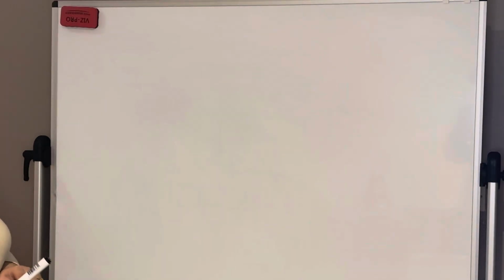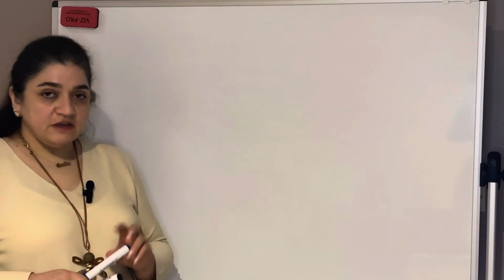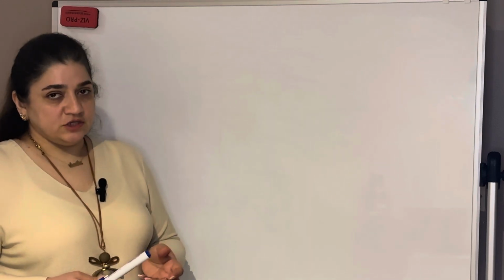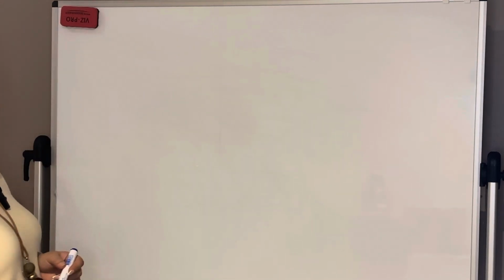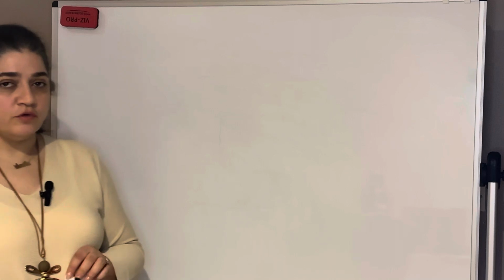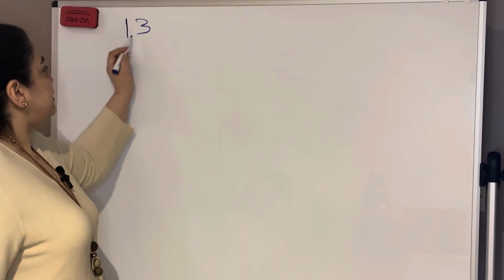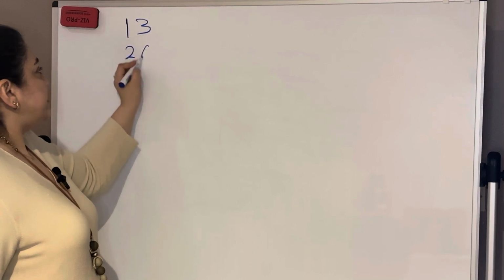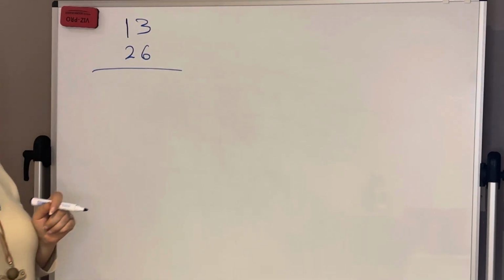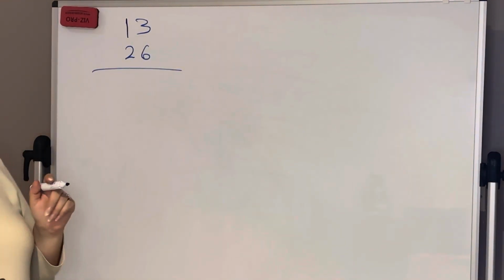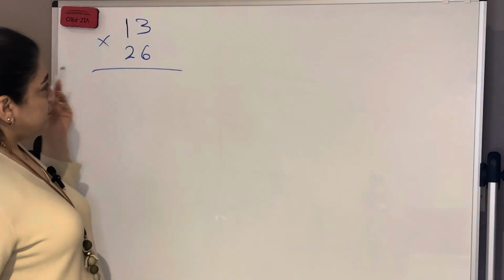In this video we are doing division and multiplication. First of all, I start with multiplication. We have three methods for multiplication. One of them, for example, 13 times 26, is the traditional one, so it is an old one.